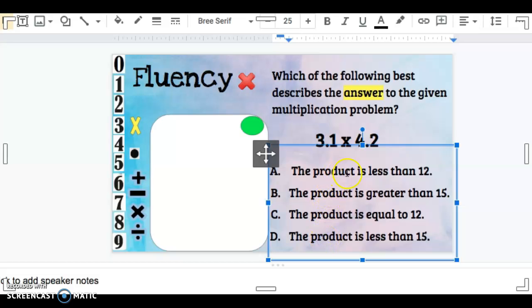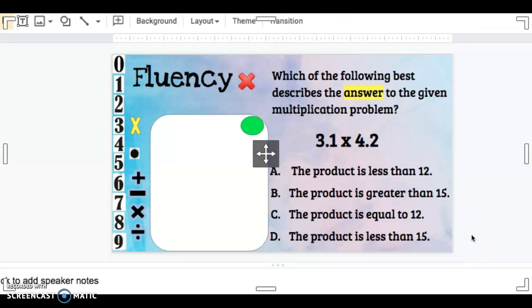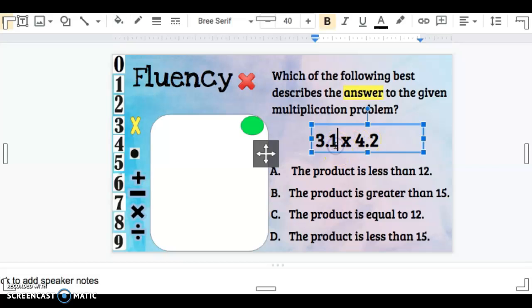So now we just have to determine if it's less than 12, greater than 15, equal to 12, or less than 15. Okay, so that's what we're trying to determine. So in order to do that, we have to solve it. So looking at the problem, 3 and 1/10 times 4 and 2/10, our first step is to count how many numbers are behind the decimal points.